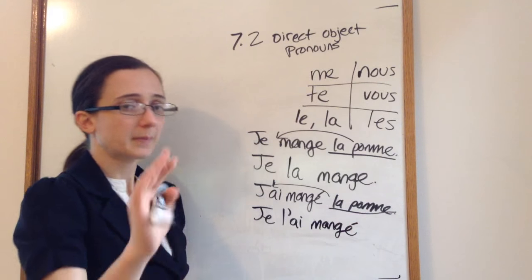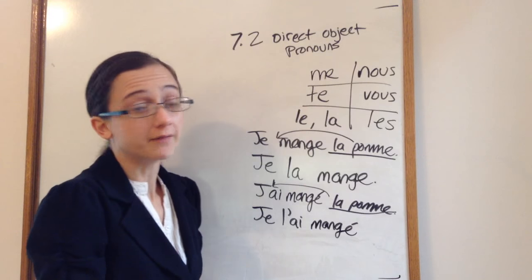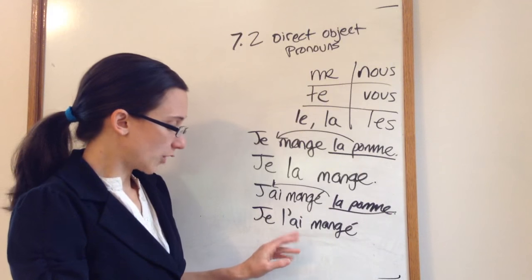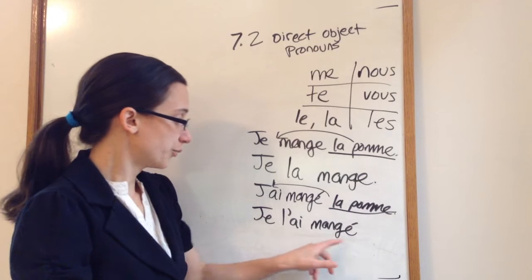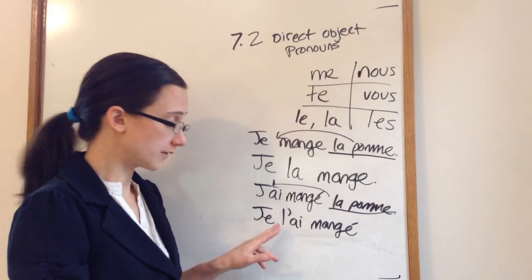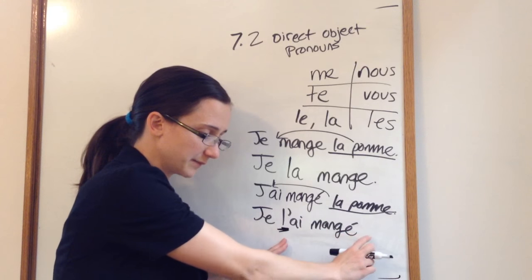Now, I'm going to get into something here that you have to watch out for. This is a little tricky. When we have our direct object pronoun before our verb, it's before our verb, okay?